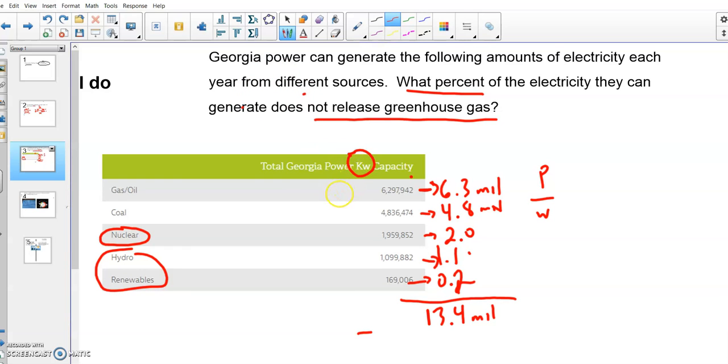Kilowatts is the unit. Altogether, we can make 13 4/10 million kilowatts of electricity. So what's the part that's clean? That is these ones here. That's 2, 3 1/10. That looks to me like 3 3/10 out of the 13 4/10 that they can make are clean. So I add those up. 3 3/10 out of the 13 4/10 are clean.